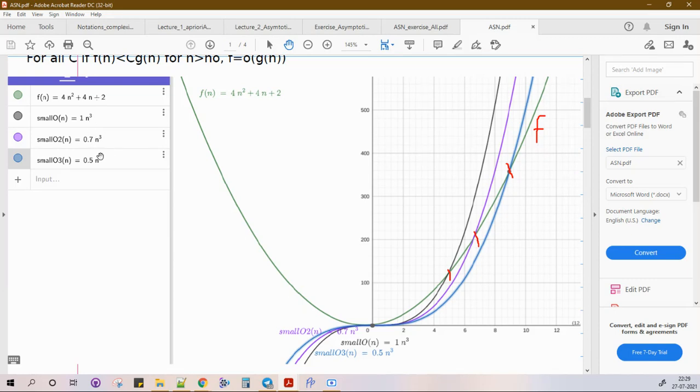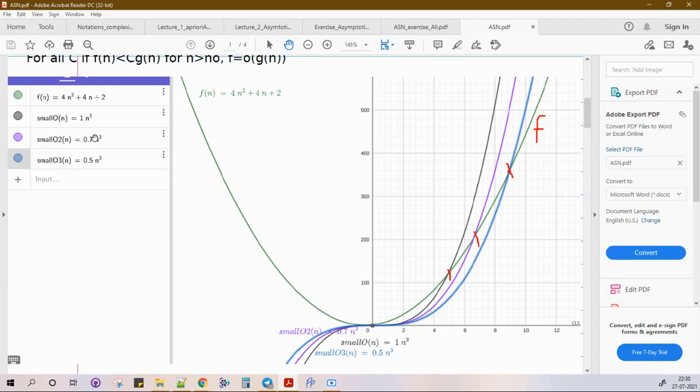So if I take g equal to n cube, I can take any value of c. If I take 1, 0.7, 0.5, just this limit would be changed. The limit of n0 will change. If I take, let's say, 1 n cube, I'm getting this gray curve. So after 5, my g is always greater than f.